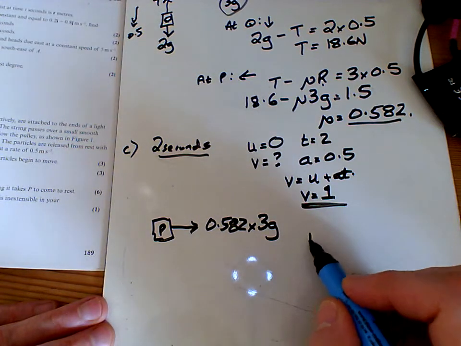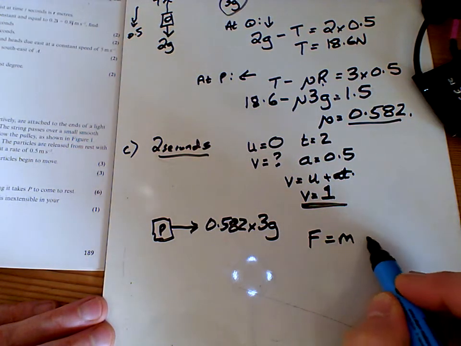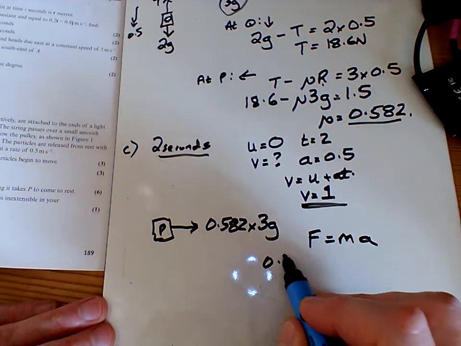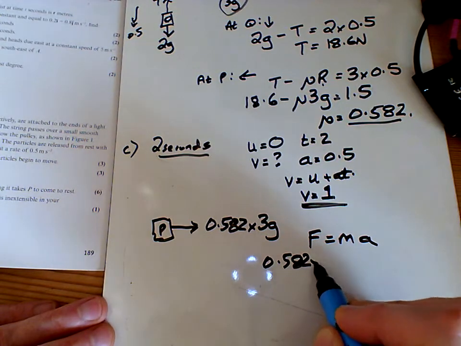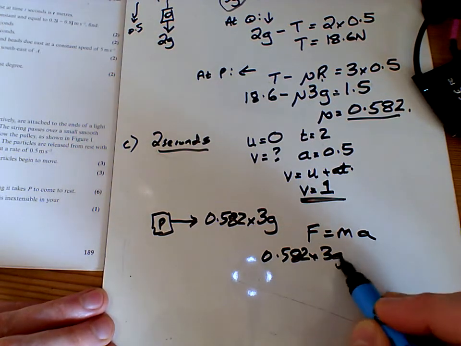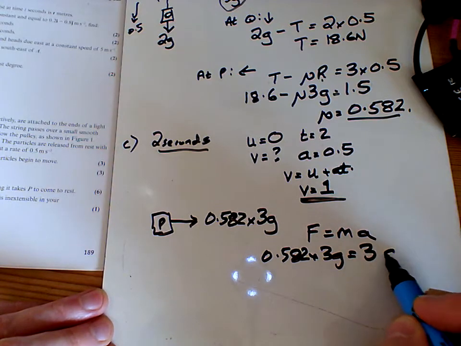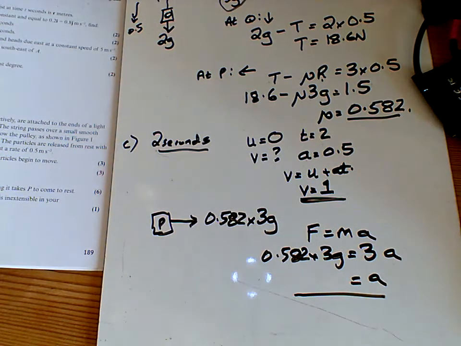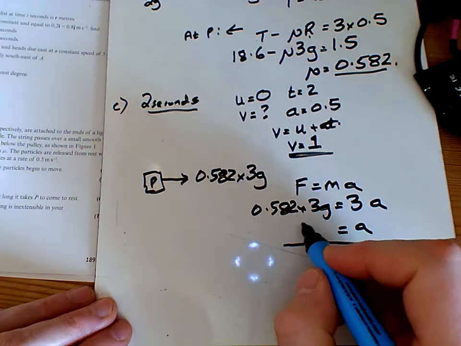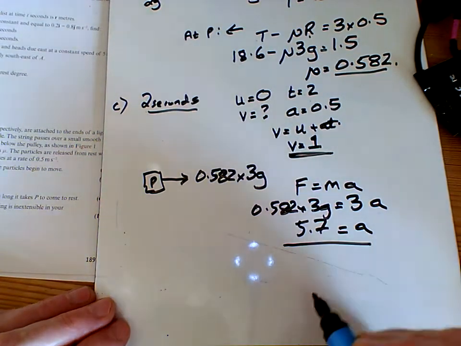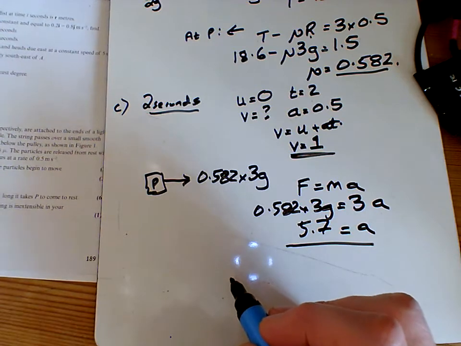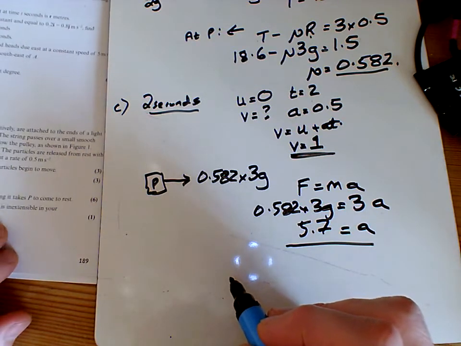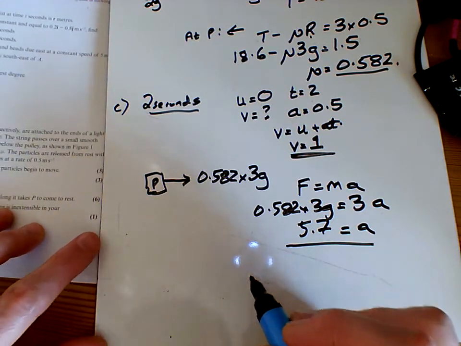And so now let's use force equals mass times acceleration. And the mass is 3. So we get a new acceleration here. Our new acceleration is 5.7. I'll just tap that into the calculator. And so now the question's saying how long does it take to come to rest?